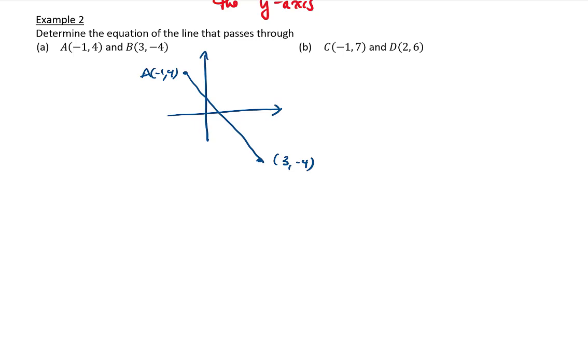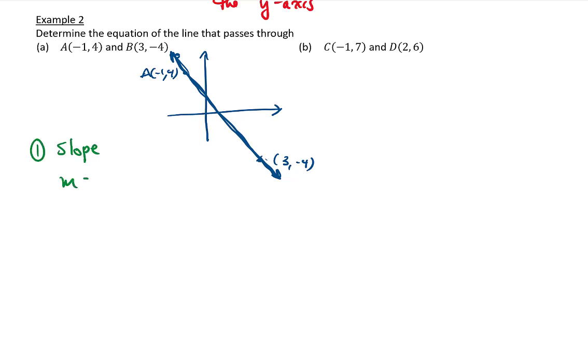If we draw that line, we see we have a line that slopes downwards, so we need to have a negative slope, and it passes through the y-axis at some point. So the first step is to determine the slope. Step 1, we're going to start with the slope.